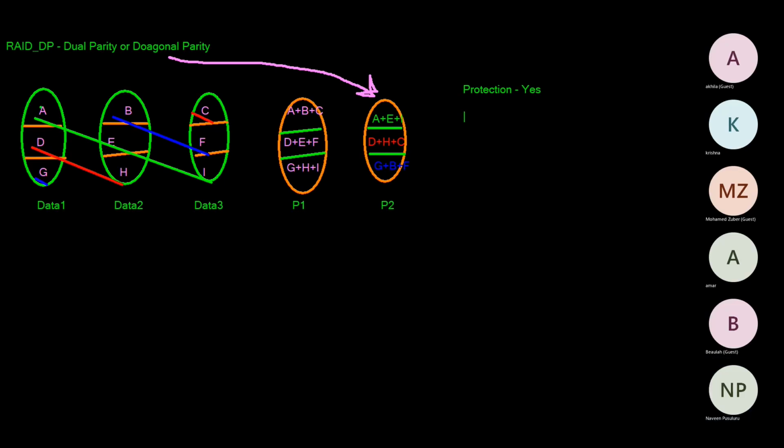So, how many disks are required to create a pool with RAID DP? I need a minimum of 5 disks. And what is the fault tolerance? Fault tolerance here is 2. That means even if 2 disks fail, there will be no data loss in RAID DP. Okay. Any questions, guys, on RAID DP?